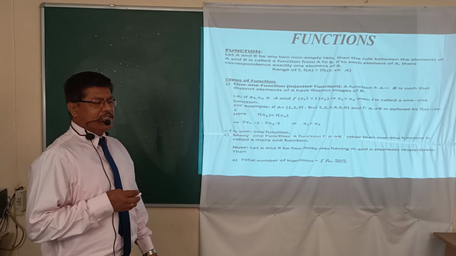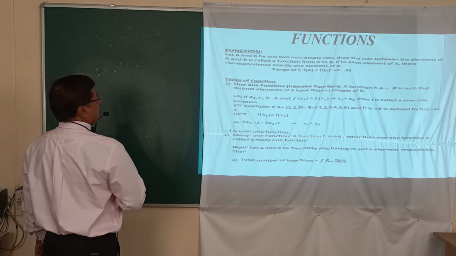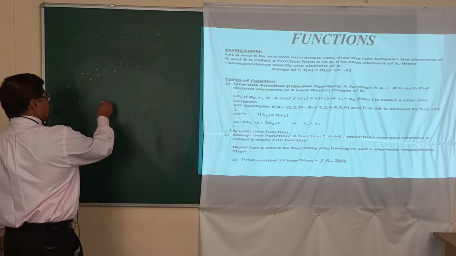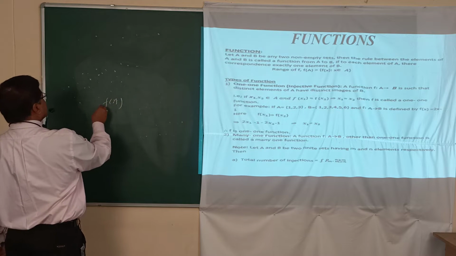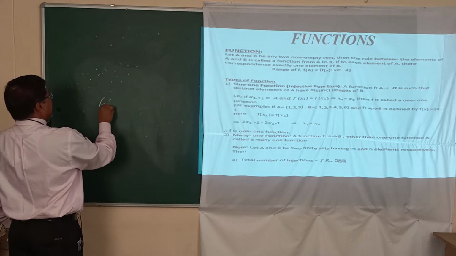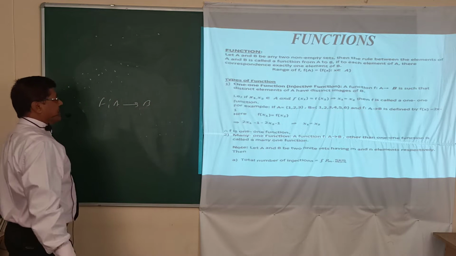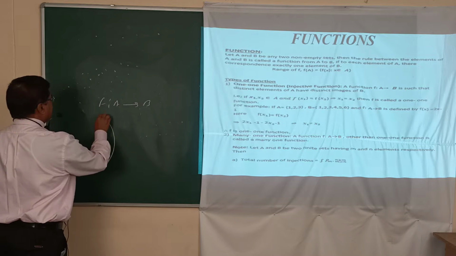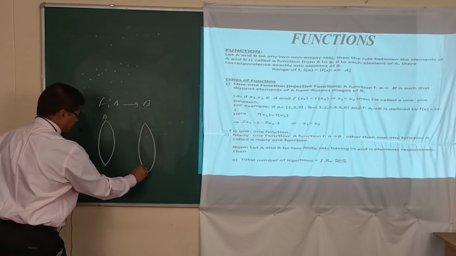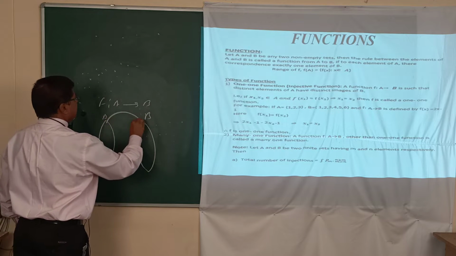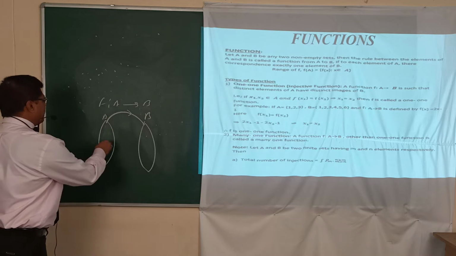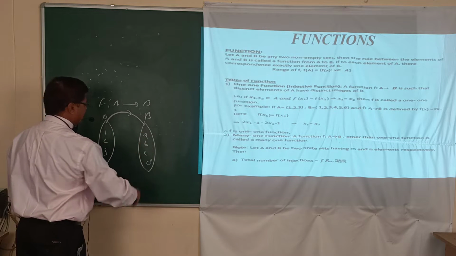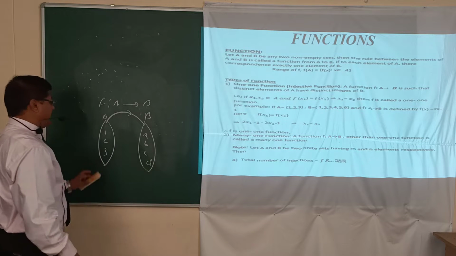So what is the specialty? If A and B are two non-empty sets, and f is a function, you say f: A tends to B. It means each and every element of set A relates to an element of set B. We'll take an example so you understand better. Suppose the elements of A are 1, 2, 3, and the elements of B are A, B, C, D.